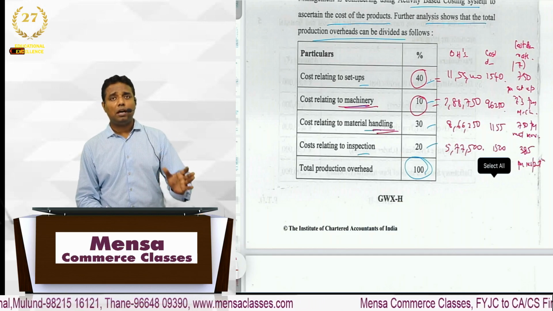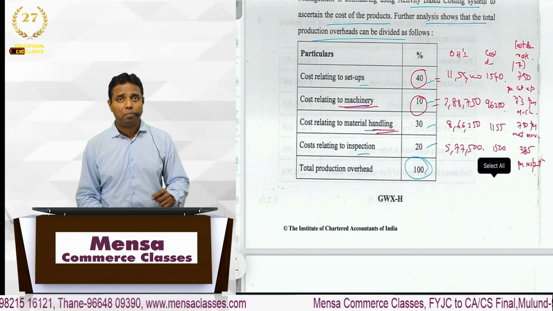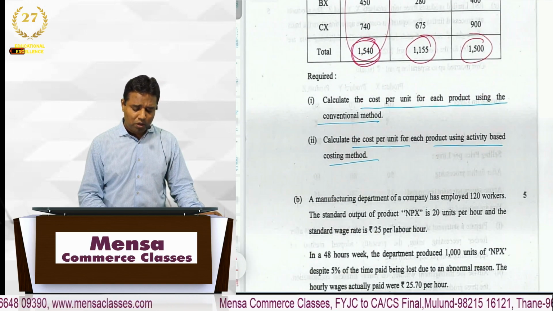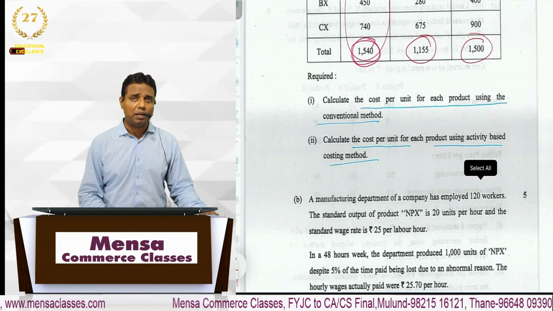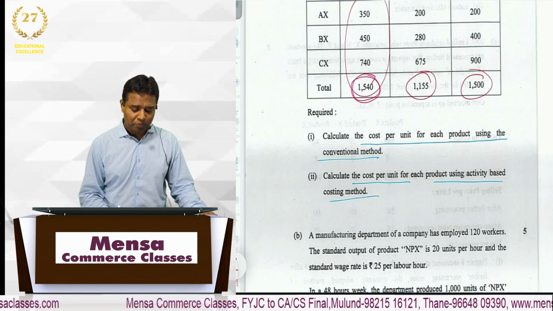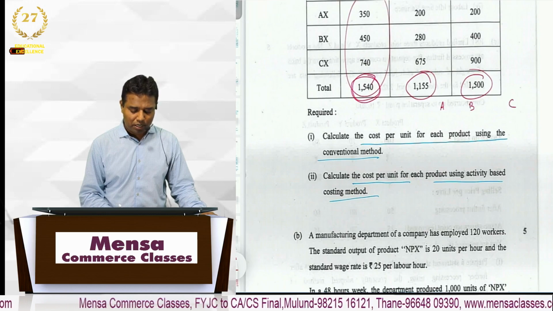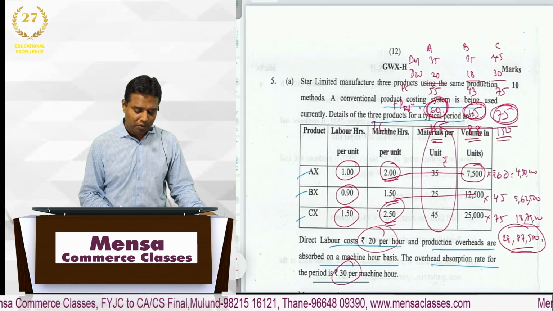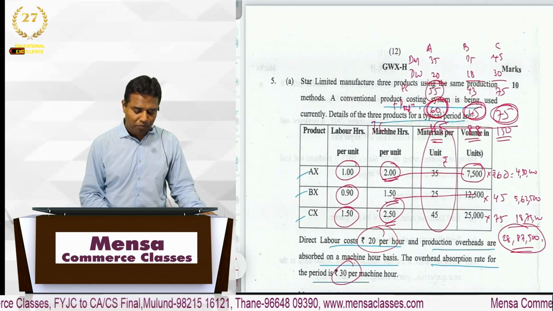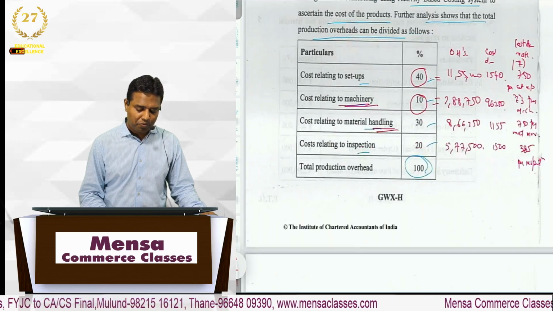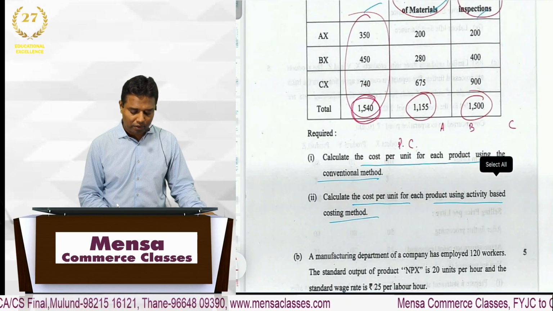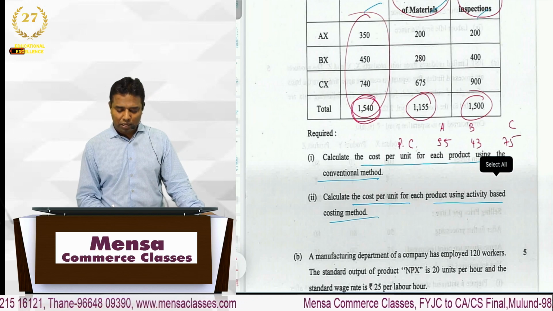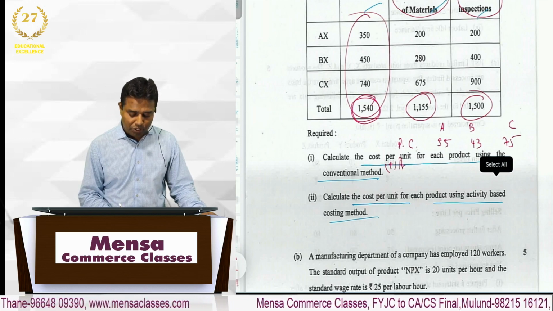Done. So this is how you will get the cost driver rate. Now can we do the total cost as per activity based costing? Of course we can do that. It becomes easy and simple. So like product A, product B, product C, we know up to the prime cost per unit. How much was our prime cost per unit? Here we have done it. 55, 43, 75. Done. Now we'll add the production overheads.